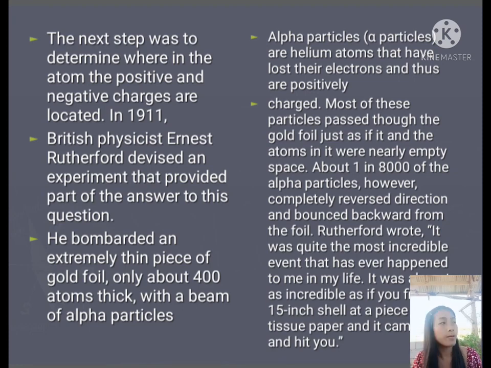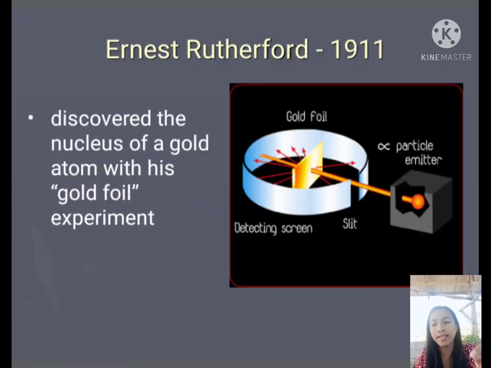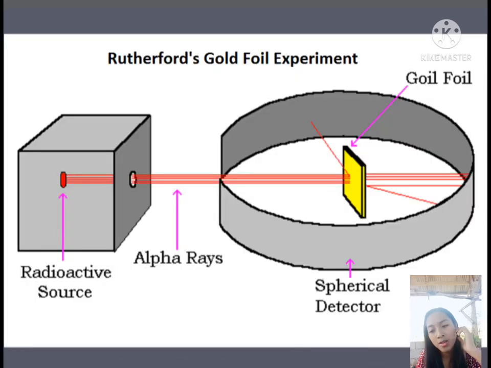So in the next slide is the illustration of his experiment using the gold foil. His setup has a detecting screen, a slit, and a particle emitter. So, this is Rutherford's gold foil experiment. There is a radioactive source, alpha rays, then a spherical detector, and the gold foil. That is the sequence of his experiment and the results he got.